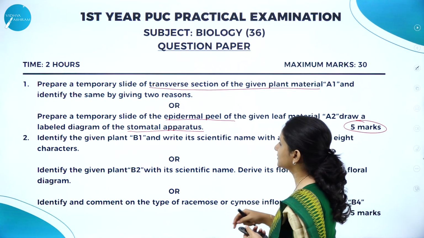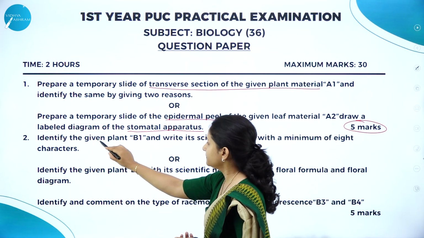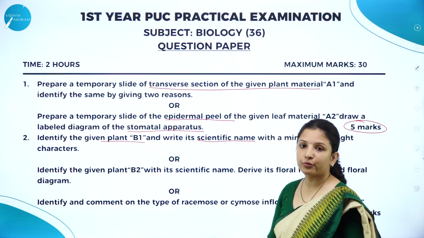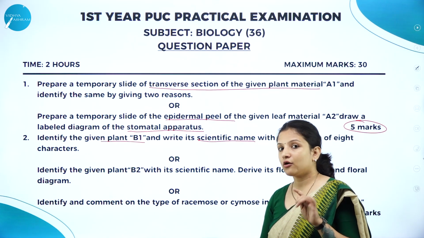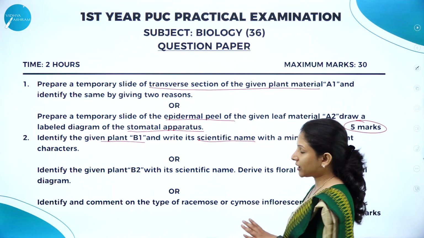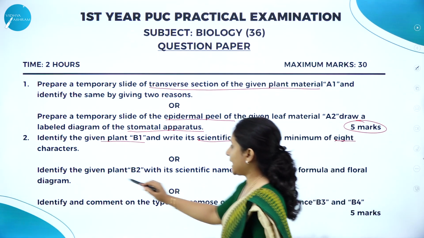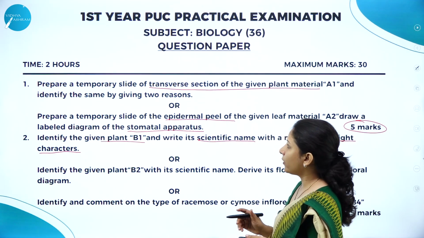So it is for 5 marks. Next, question number 2, identify the given plant B1 and write the scientific name. So here knowing about binomial nomenclature is very, very important. You have to write the correct scientific name according to the rule, and you have to write any 8 characters of that particular plant. So this is about question number 1 and 2.